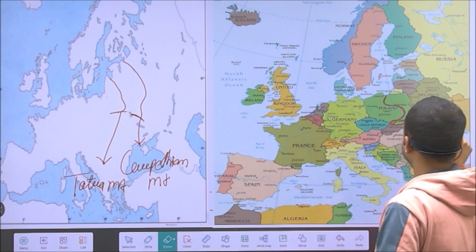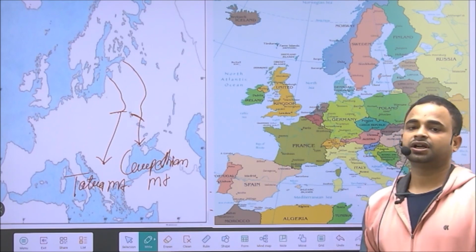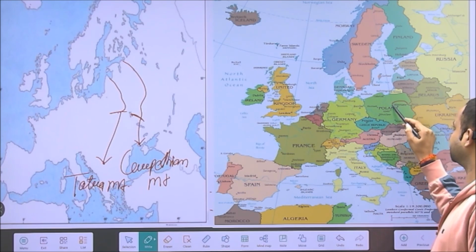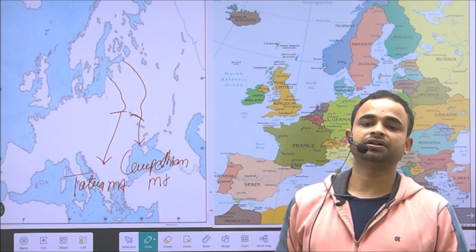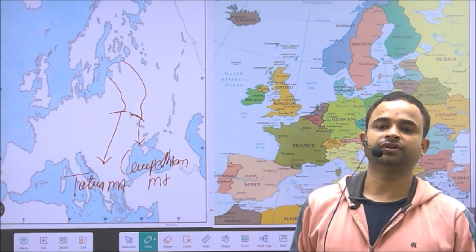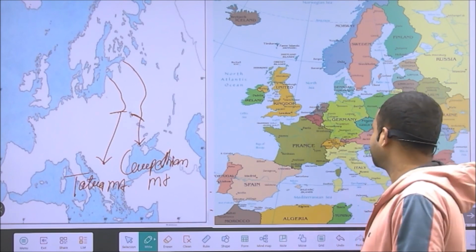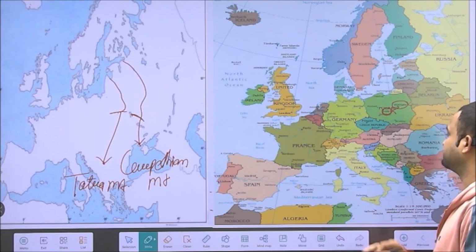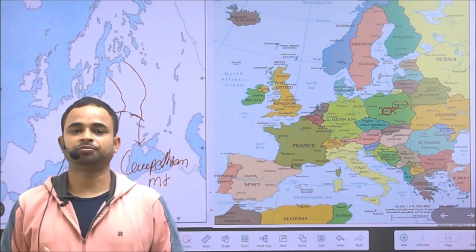That's why numerous industries are developed here, and firstly textile industries were developed in Warsaw, which is the capital of Poland, and Warsaw is also situated on the shoreline of the Vistula River. But due to other industries' development, textile industries shifted to Lodz. Here you can see Lodz city is situated in Poland. That's why Lodz city is called the Manchester of Poland.